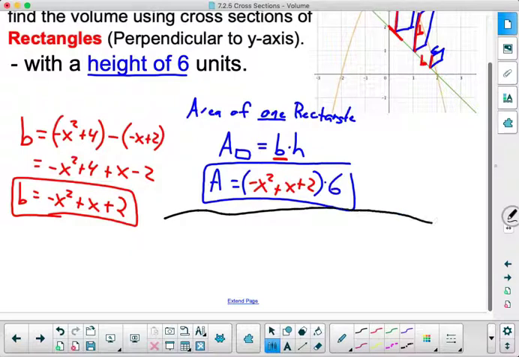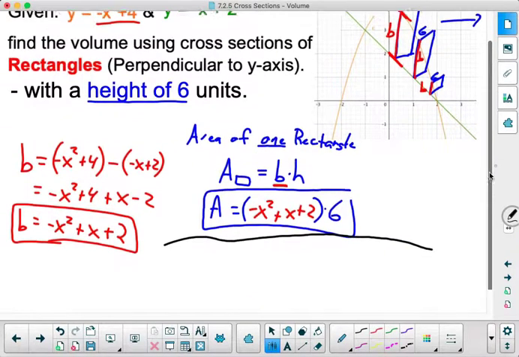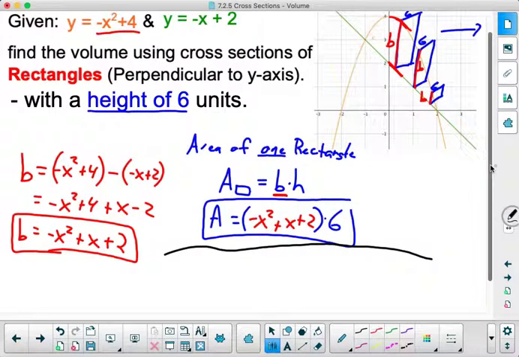And what's my last step now? Oh, and I didn't even mention this. Which way are you integrating here? So which way are you counting your rectangles? Are they being counted in the x direction, or are they being counted in the y direction? Good. Because I'm going from this point to this point, I'm going in the x direction. So my integral is going to be in terms of dx.